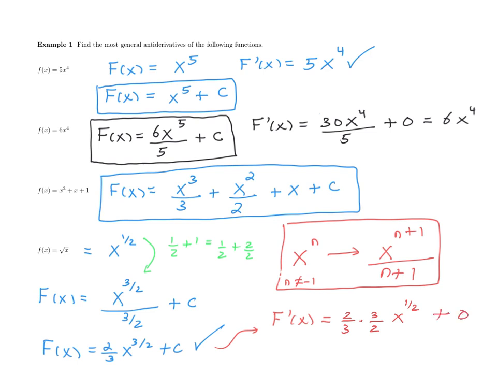Hey, what do you know? 2/3 times 3/2 is equal to 1, and that means f prime of x is just equal to x to the 1/2 power, which is the square root of x. The takeaway here is this rule will always work for us, provided that n is not equal to -1, and that is it for this example.